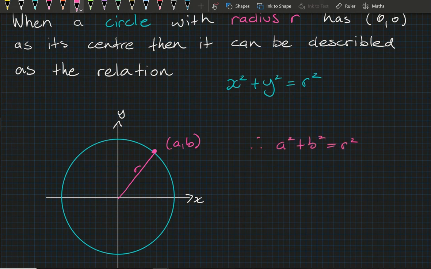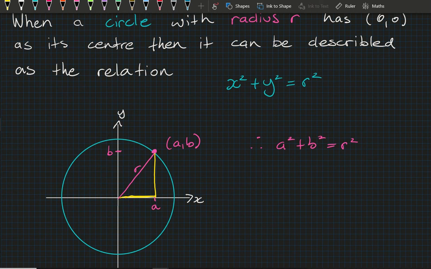And we know that by using Pythagoras' theorem, because the point (a, b) relates to the x value a and the y value b, and lines running parallel to these axes form a right angled triangle with the radius.